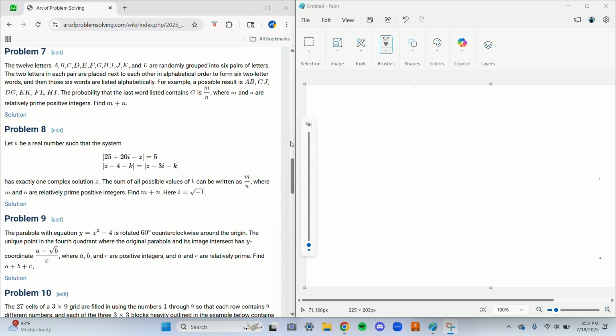The problem tells us that we have 12 letters A through L, and they're randomly grouped into 6 different pairs, and in those pairs, they're alphabetically ordered, and then those pairs are alphabetically ordered, and then we have this sequence of 2-letter words, and then we're asked to find the probability that the last word listed contains G.